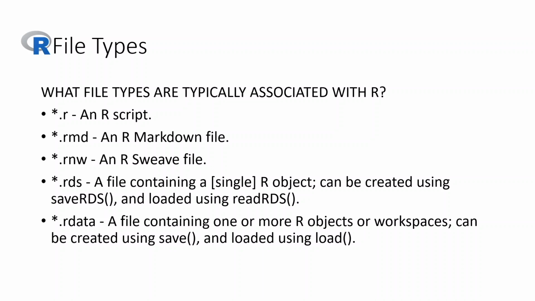An .rds file contains a single R object and can be created using the saveRDS command and loaded using the readRDS command. And an .RData file, containing one or more R objects or workspaces, can be created using the save command and loaded using the load command.